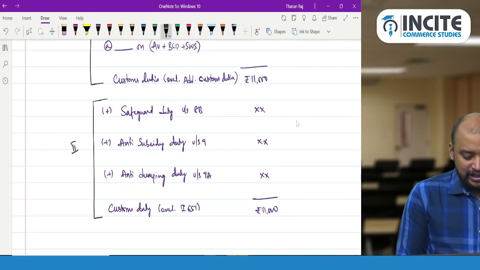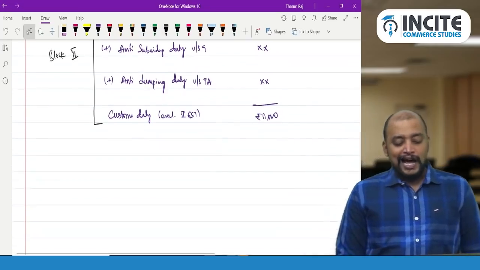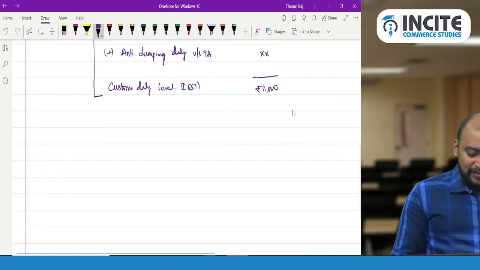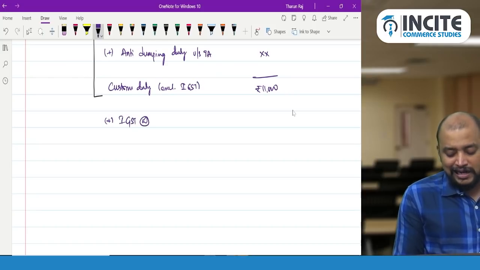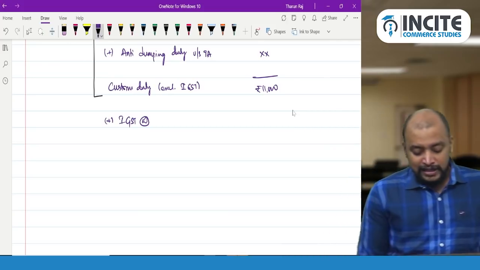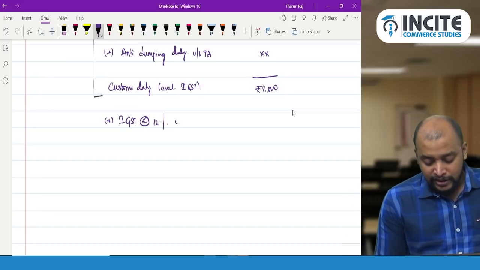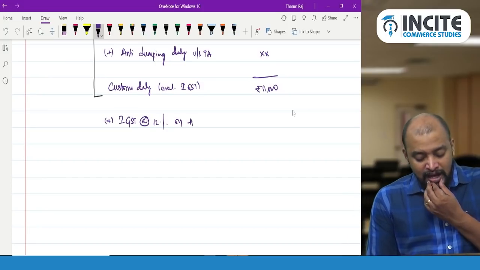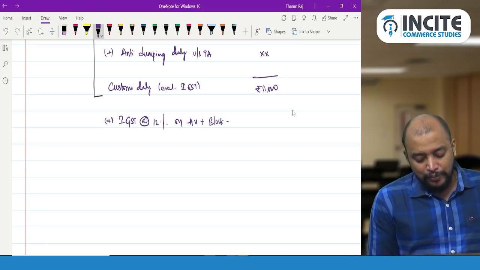Okay. Now the last block. The last block involves IGST. For this, whatever we have got, we need to add IGST. IGST at the rate, which will be given in the question, say 12%. That 12% should be computed on what? That 12% should be computed on assessable value plus block 2. Assessable value plus block 2.